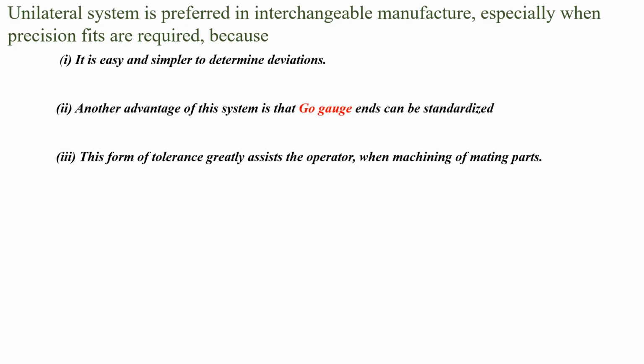In general, the unilateral system is preferred in interchangeable manufacturing, especially when precision fits are required, because the unilateral system is easy and simpler for determining the deviations. Another advantage of the unilateral system is that go gauge ends can be standardized. Moreover, this form of tolerance greatly assists the operator when machining the mating parts.